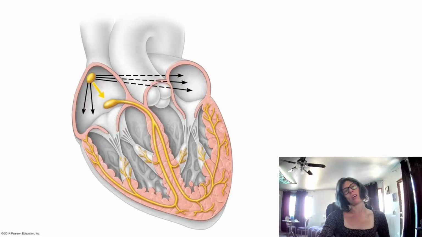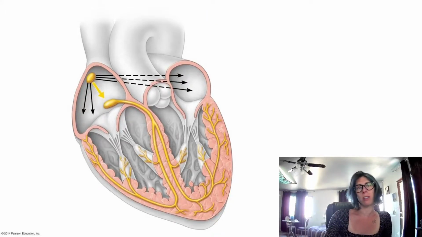So let's talk about physiology of the heart, or how the heart works. We talked about autorhythmicity of the heart, that the heart can create its own action potentials. So how does it do that? Well, in this diagram we see in yellow pacemaker cells.